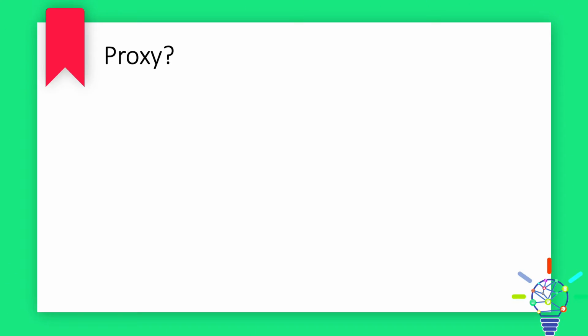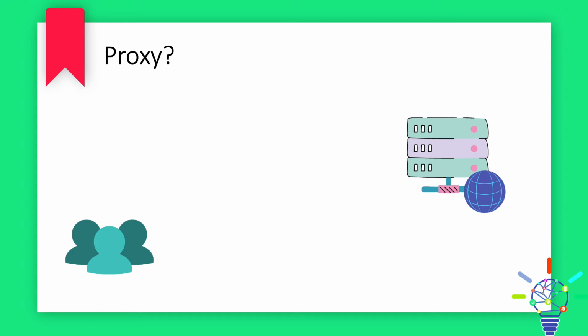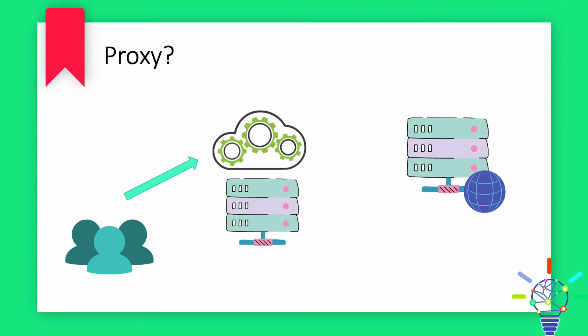Let's look at what proxies are. Proxy is an intermediary piece of hardware or software that sits between the client and the backend server. It receives requests from clients and relays them to the origin servers. Typically, proxies are used to filter requests, log requests, or sometimes transform requests by adding or removing headers, encrypting or decrypting, or compression.